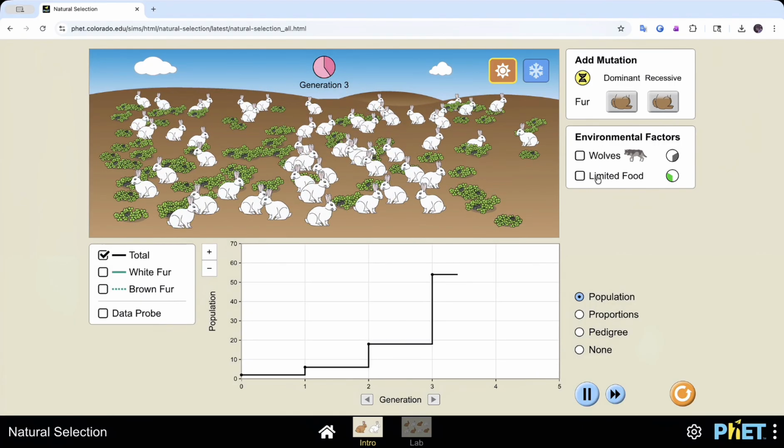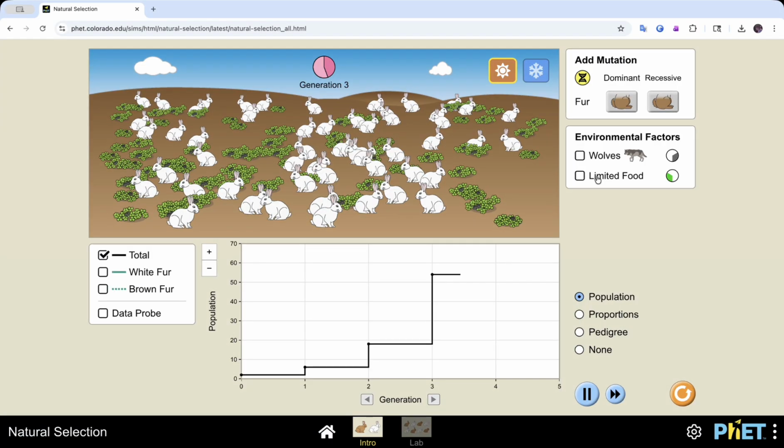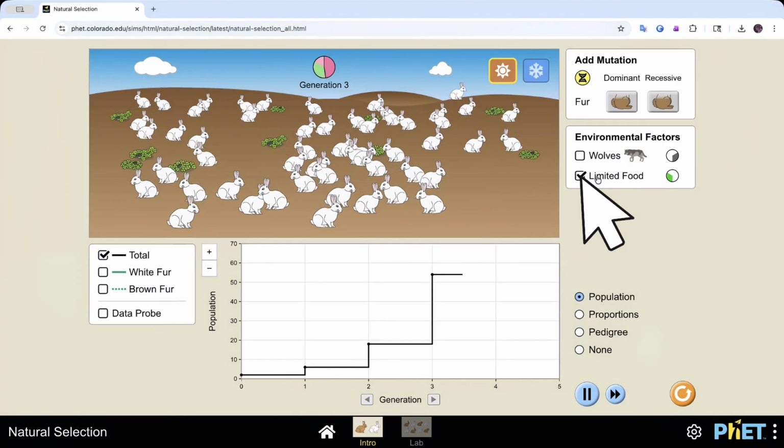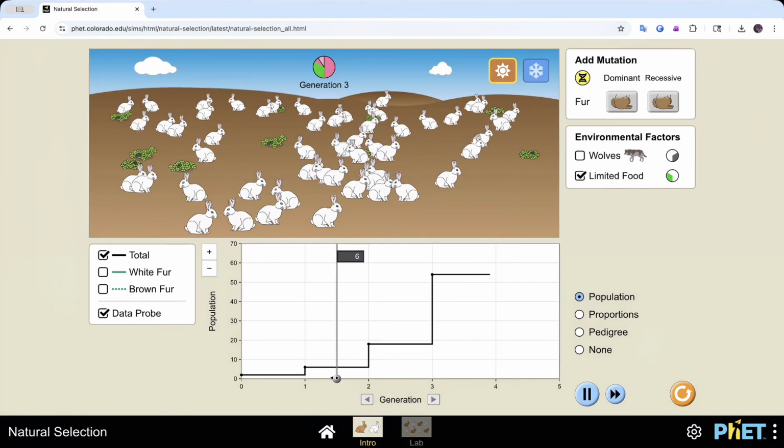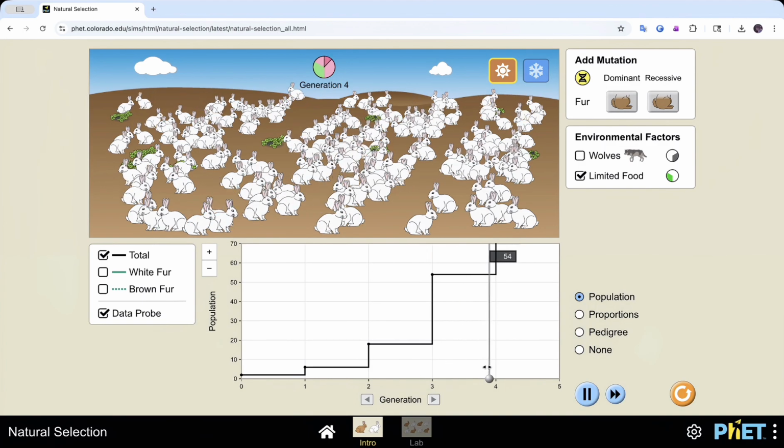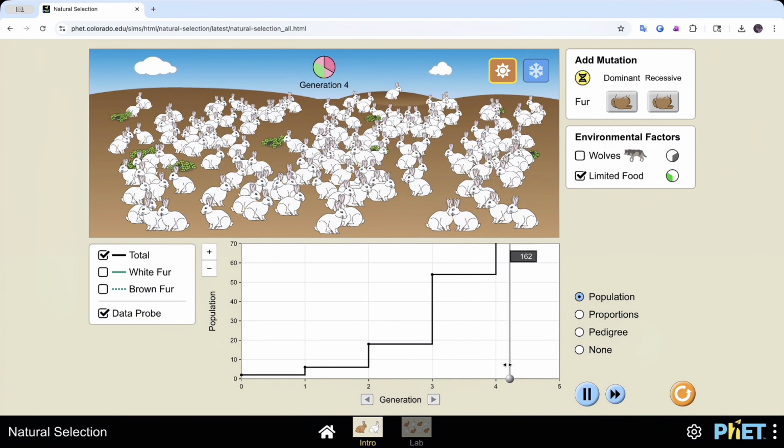We are at Generation 3 now. On the right side of the screen, find the environmental factor called limited food and click it to turn it on. Make sure your data probe is also turned on so we can track the exact numbers. Now let's keep watching together until we reach Generation 5.